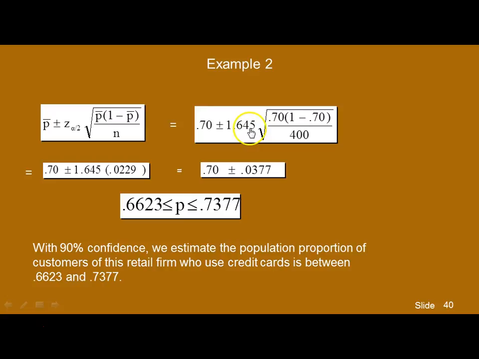0.7 plus or minus 1.645 times the square root of 0.7 times 0.3 over 400. Work it out step by step, and you will get a final estimate of 0.6623 to 0.7377. And we are estimating that the true proportion of credit card users falls in that interval. So with 90% confidence, we estimate the population proportion of customers of this retail firm who use credit cards is between 0.6623 and 0.7377.